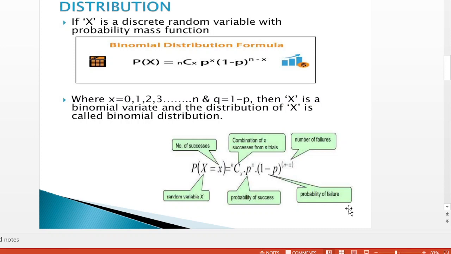The definition of binomial distribution: if x is a discrete random variable with probability mass function p(x) equal to nCx p^x q^(n-x), where q is equal to 1 minus p, and here x is equal to 0, 1, 2, 3 and so on up to n, then x is a binomial variable, or variate, and the distribution of x is called the binomial distribution.